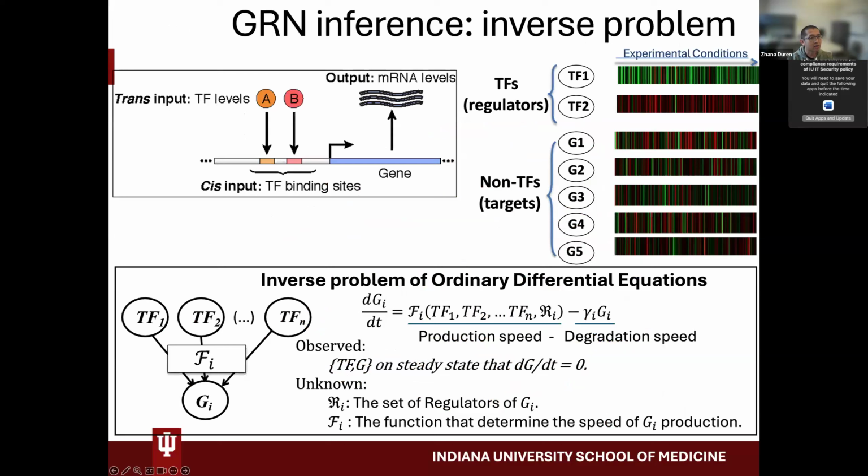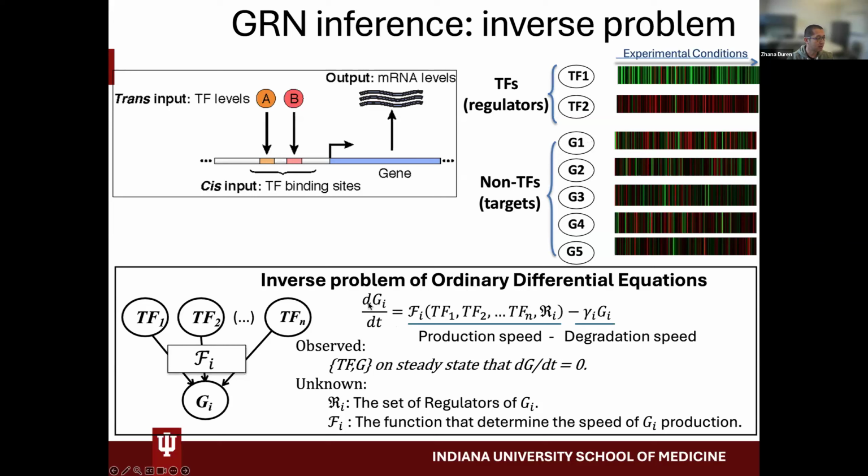But here the inference of GRN is a very hard problem. First, let's look at it in a mathematical way. Let's say we have a few regulators, transcription factor 1, 2 here, and a few target genes. Then the GRN is often modeled as an inverse problem of ordinary differential equations.